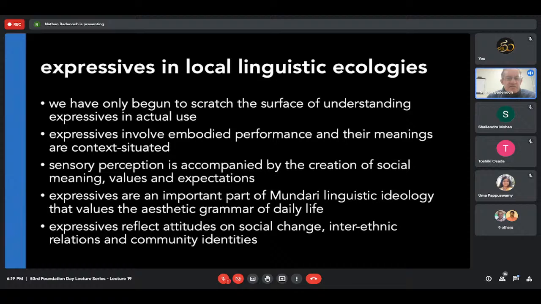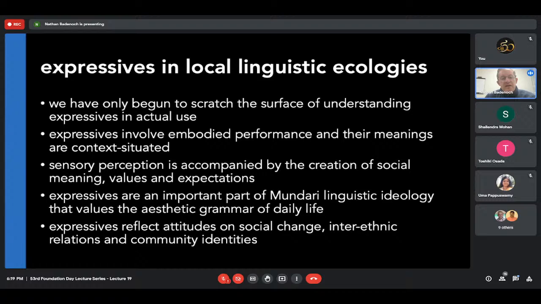Expressives are an important part of Mundari linguistic ideology. That is, people use expressives as a part of their aesthetic grammar. They are part of a cultural system of ideas about social and linguistic relationships. Together, they load moral and political interests.